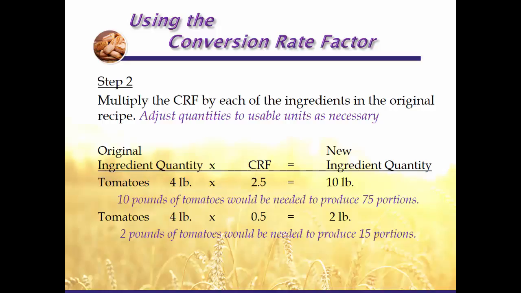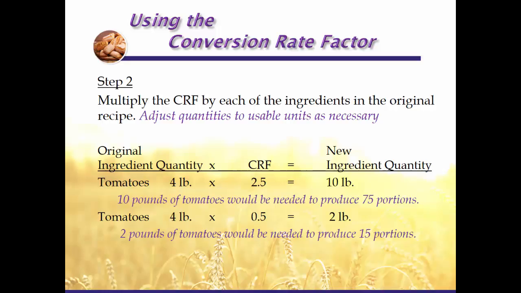We multiply the conversion rate factor by each of the ingredients in the original recipe. For 4 pounds of tomatoes, we multiply it by the conversion rate factor of 2.5, which we just calculated in the previous slide. That gives us our new ingredient quantity of 10 pounds. 10 pounds of tomatoes would be needed to produce 75 portions.